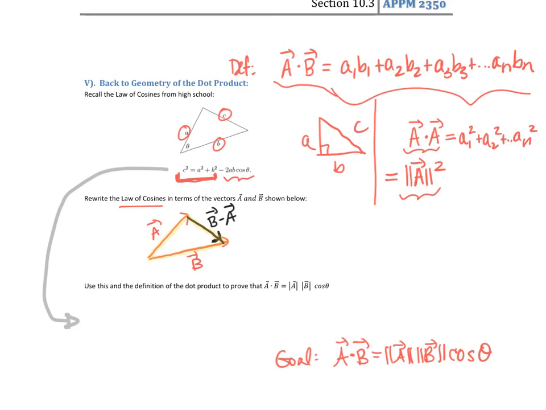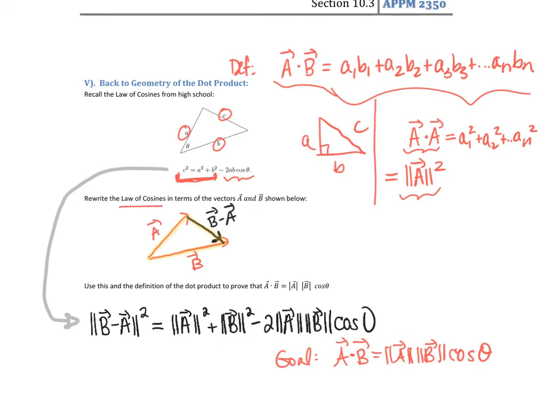So first thing is C squared. In this case, we're calling that B minus A, and I want the length of that side. So the length would be the magnitude of B minus A, and then I'm going to square that. And that has to equal the length of the A side, which would be magnitude of A squared, plus the length of the B side, magnitude of B squared, minus 2 length of the A, length of the B, cosine of the angle between them.